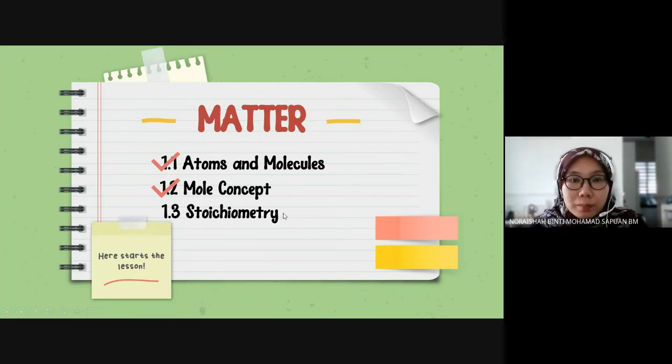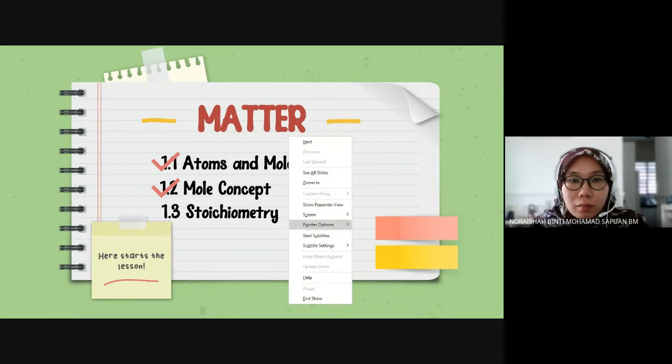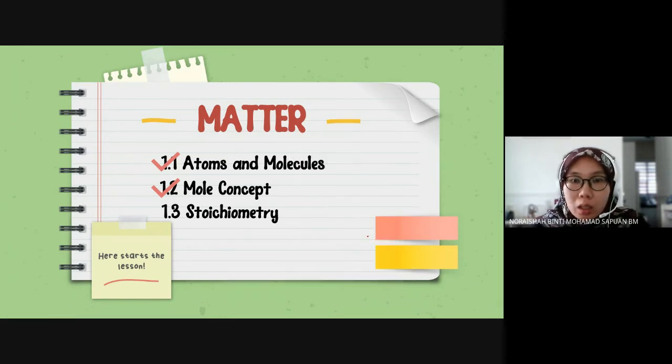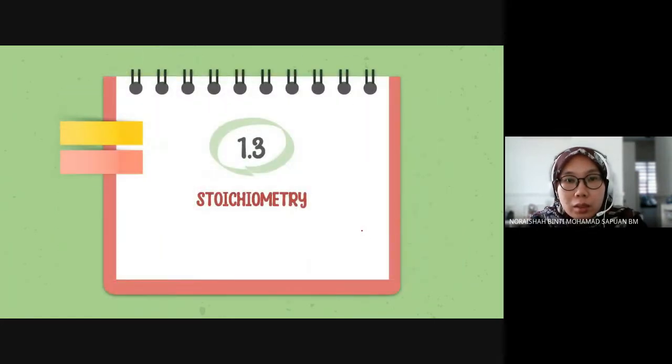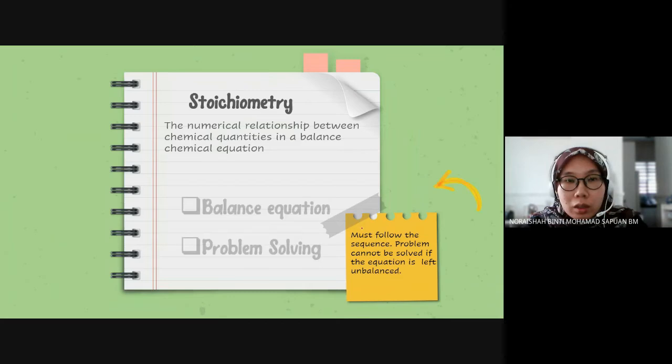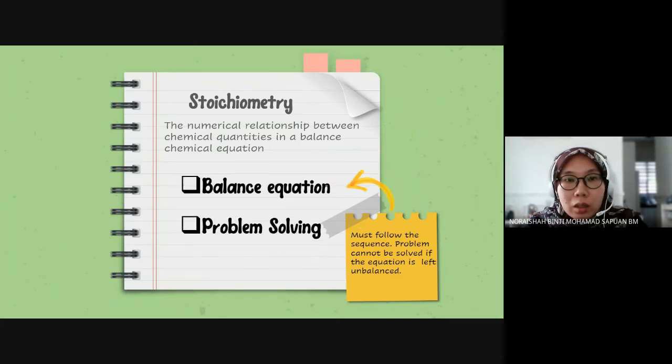So in this lesson, we will continue with the stoichiometry. It has two parts, which are balance equation and problem solving. So what is stoichiometry actually? Stoichiometry is the numerical relationship between chemical quantities in a balanced chemical equation.